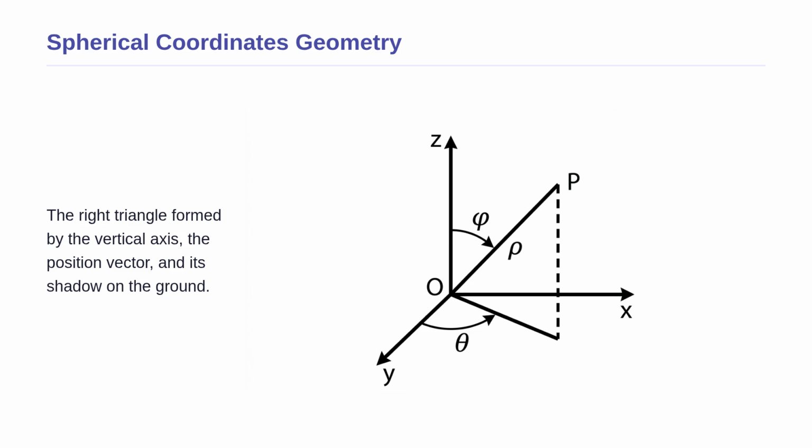Finally, look at the dashed shadow on the flat ground. The angle theta sweeps from the x-axis to this shadow, acting exactly like a compass heading. This diagram teaches us that spherical coordinates are just two connected right triangles, one standing up vertically and one lying flat on the ground.